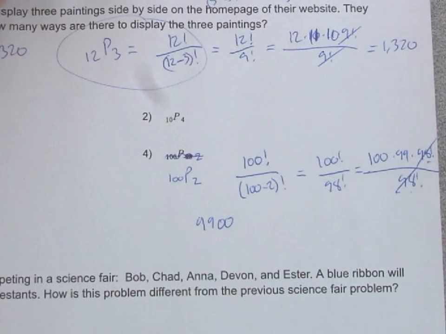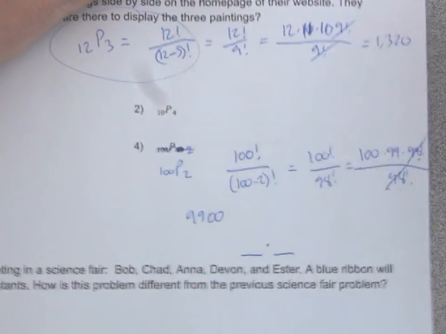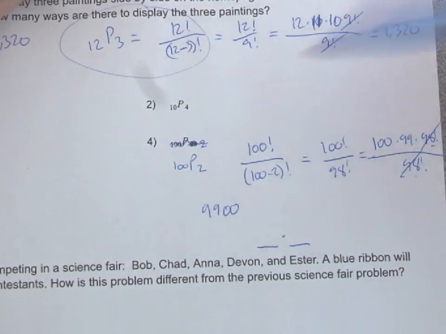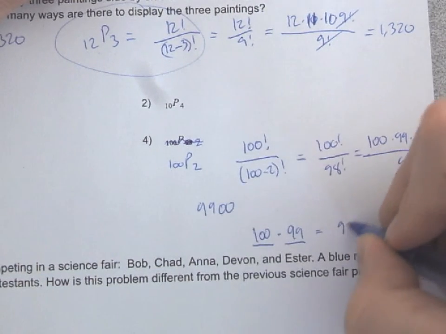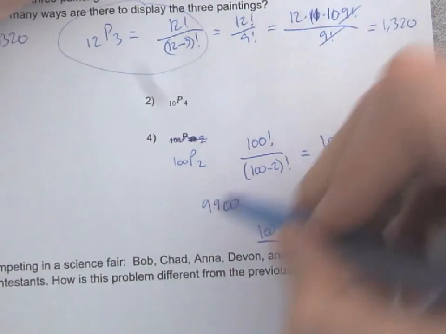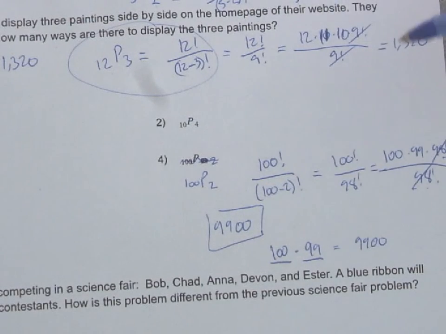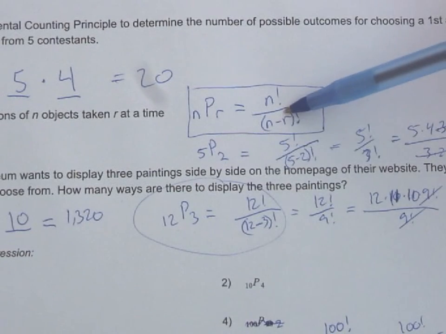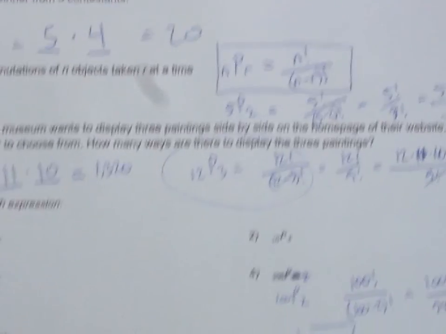Okay, so that's how the formula works. But remember, the formula is just trying to get you to think about the fundamental counting principle. Another way to do it is to say, I have 100 objects to choose from, and I'm going to choose 2 of them. There's 100 choices for the first one and 99 for the second one. So either way, the notation is important, and knowing how the formula works and what it means is important. But the formula just represents the fundamental counting principle, counting down but stopping at a certain point.